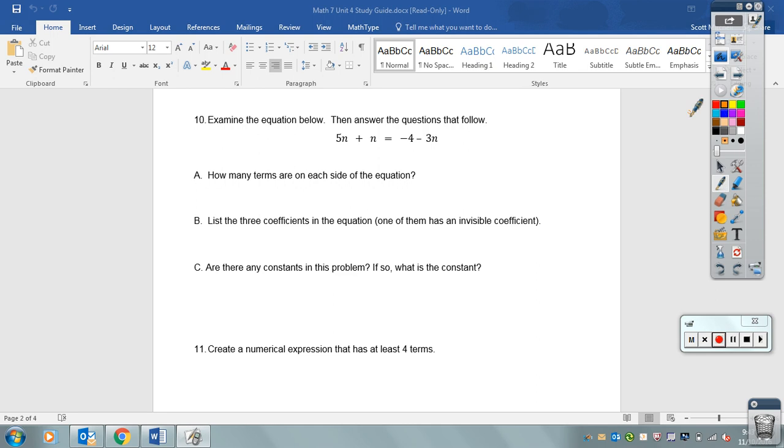10 says to examine the equation below, then answer the following. How many terms are on each side? Well, we know that terms are separated by plus signs, minus signs, and equal signs. So here's a term, here's a term, here's a term, and here's a term. So 2 on the left and 2 on the right.